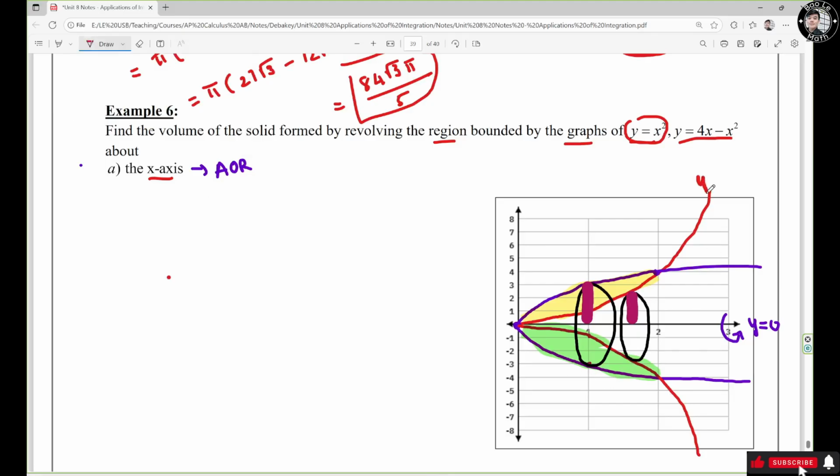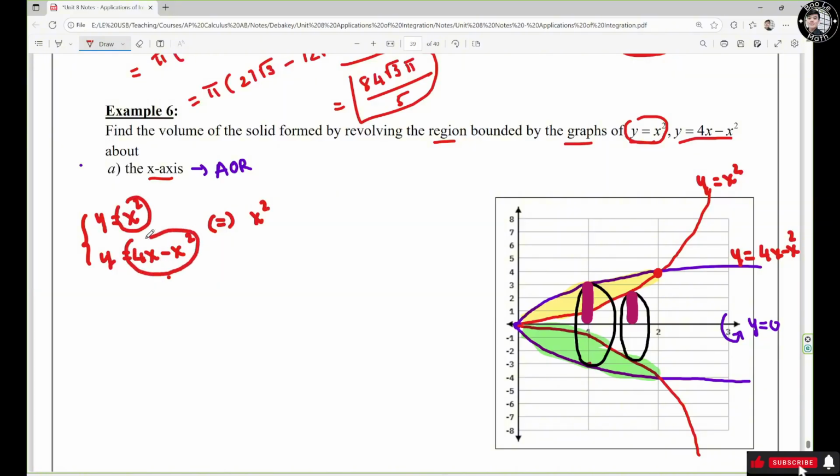Now this one is y equals x squared, and this one is y equals 4x minus x squared. So you need to find the intersection between these two curves. You need to solve a system of two equations, y equals x squared and y equals 4x minus x squared. Then I have x squared right here must be equal to this one right here.